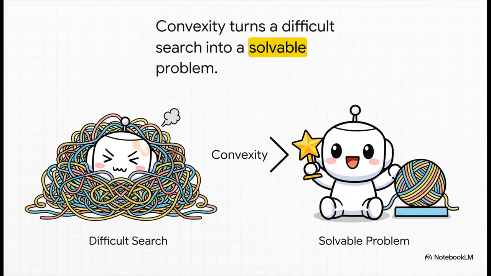Here's the bottom line. Convexity is like a golden ticket for our optimizer. It provides a powerful mathematical guarantee. It turns what could be an impossibly hard search for the best answer into a problem that we know for a fact we can solve.